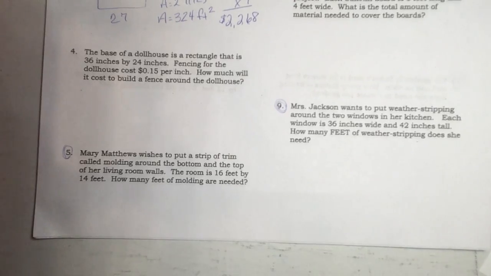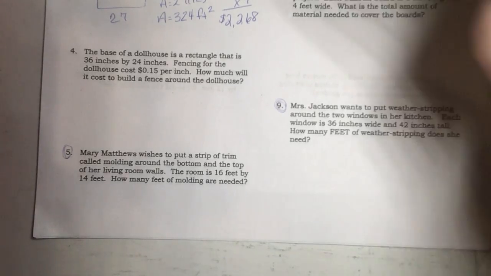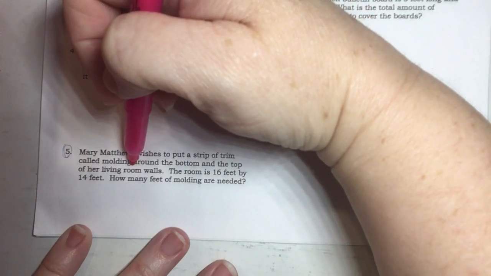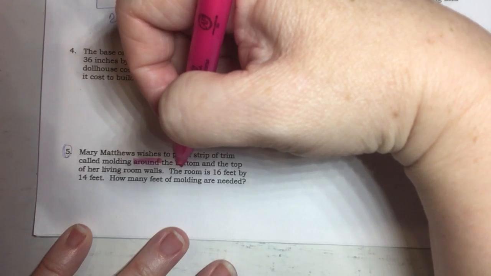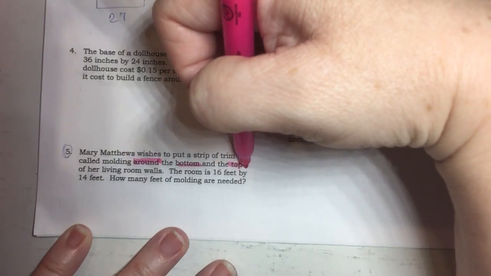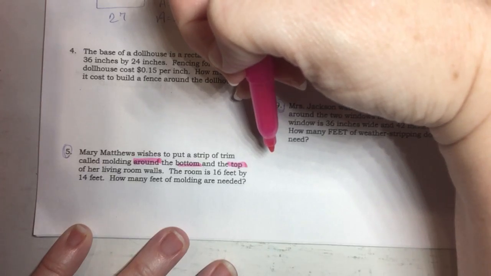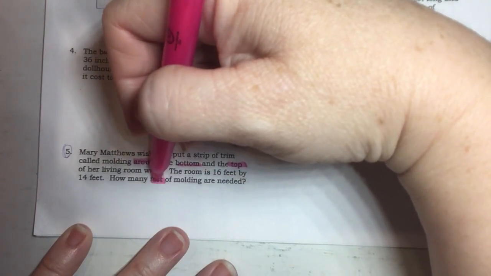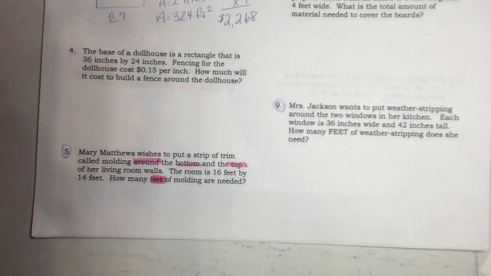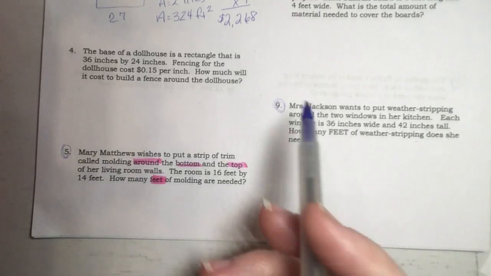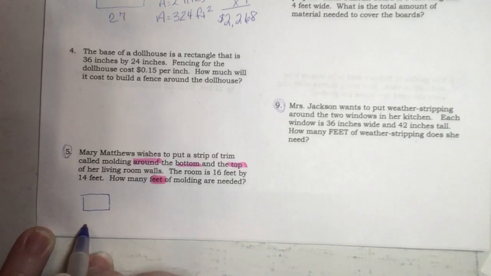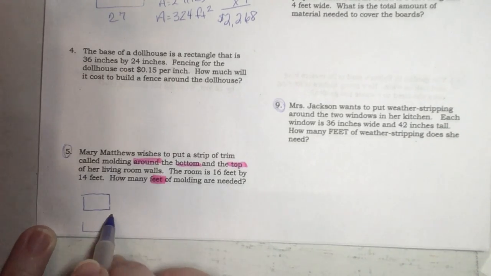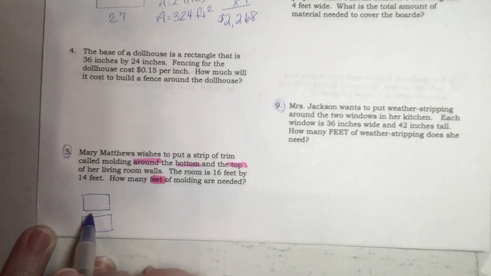Okay, so already through that first read I saw right here that it's going around. And where is it going? It's going around the bottom and the what? Top of her living room walls. How many feet are needed? So that's a linear unit. Feet is a linear unit, not square, so that means we're finding the perimeter. It's going around the bottom and it's going around the top, right? So it's going around both.